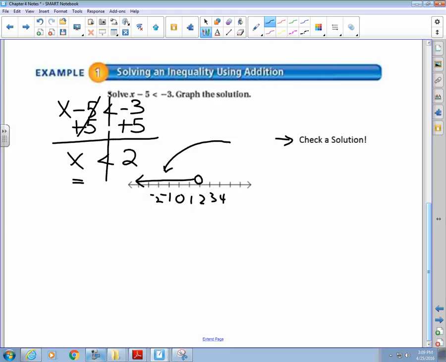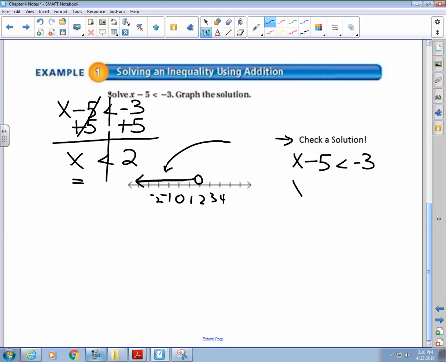All right, any number that we can pull from this number line and plug it into our original inequality, x minus 5 is less than negative 3. So I'm going to take any number to the left of that 2, because those are the numbers that are part of the solution set. So I'm going to take the number 1, that's to the left of 2, and plug it in and see if it works.